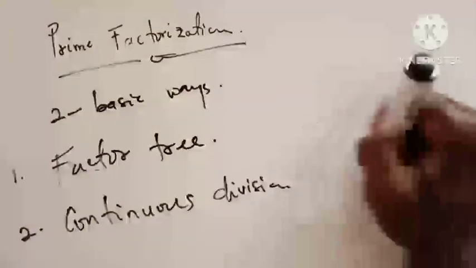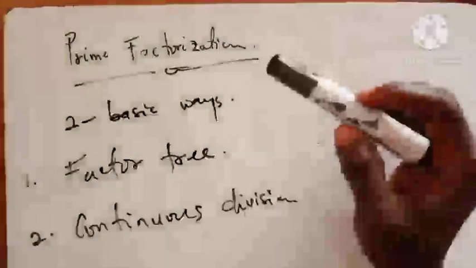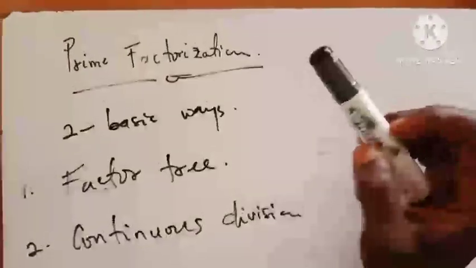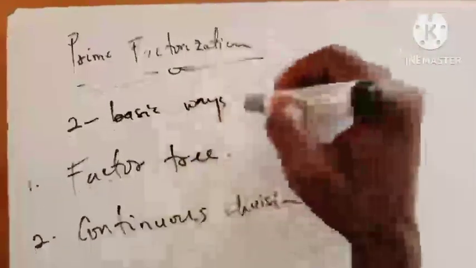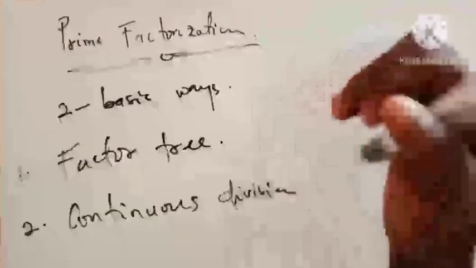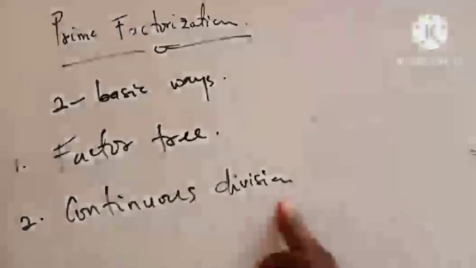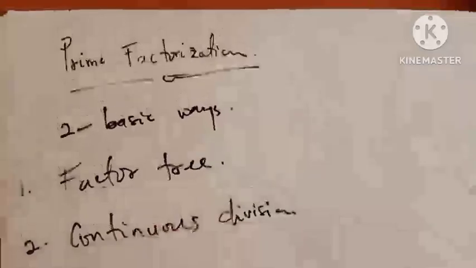So the best way here to write against the whiteboard is to use a board marker. And the two best ways to find the prime factors, or prime factorization, are the factor tree and then the continuous division.